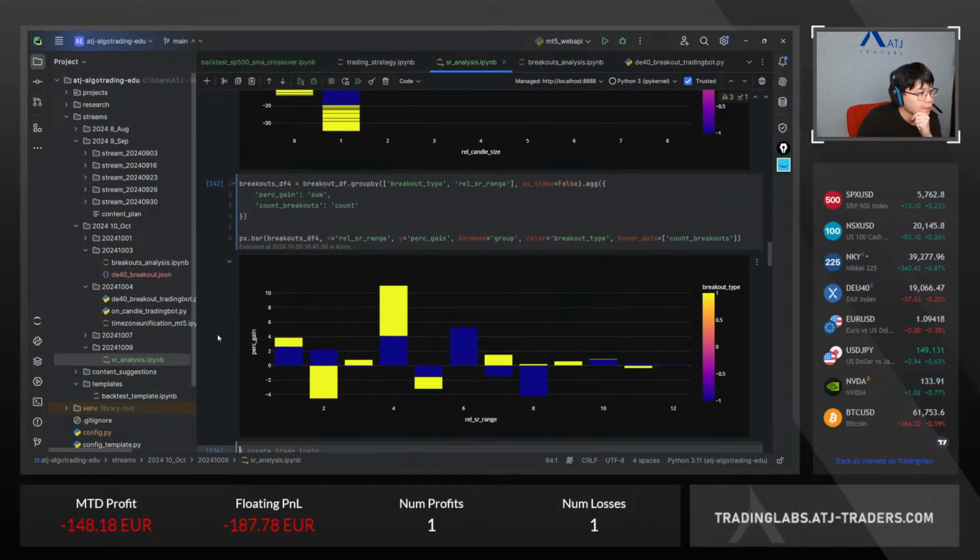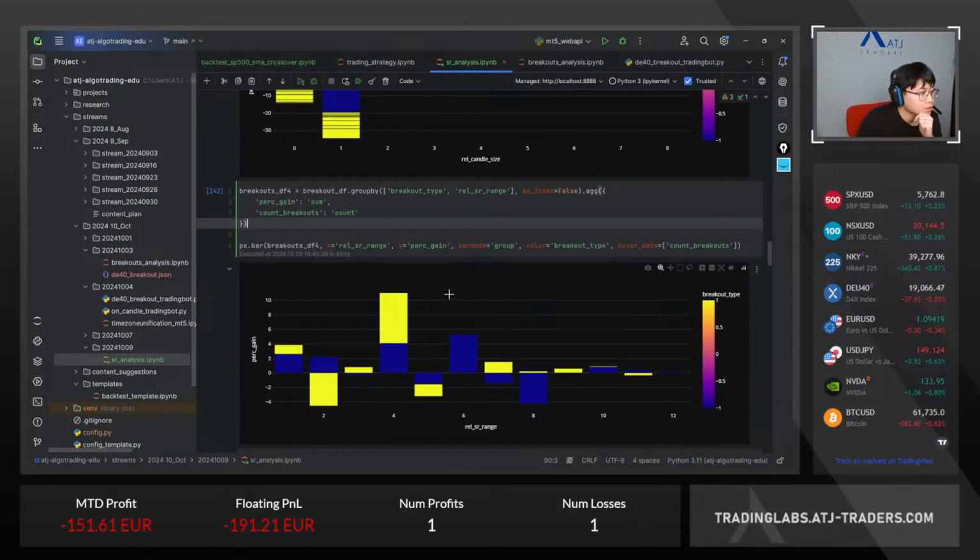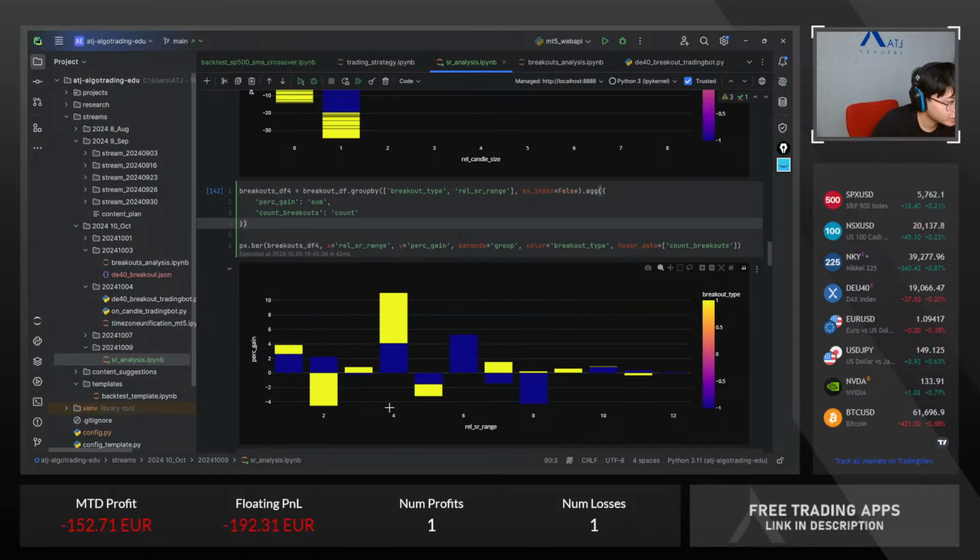Okay. So now we have the analysis by the relative SR range. So here we see, for example, the yellow one again is a bullish breakout, and the blue one is the bearish breakout. So if the relative support and resistance range is 4, for example, right? 4 seems to be the best range to go into a long position, but also here. And here's the number of breakouts, right? So here we have 306 breakouts, we have 255. Here we have 54.